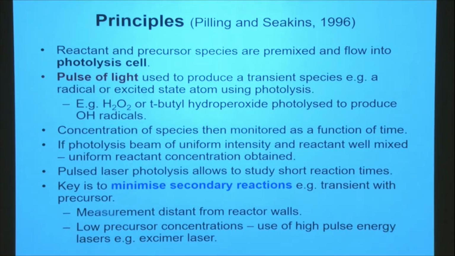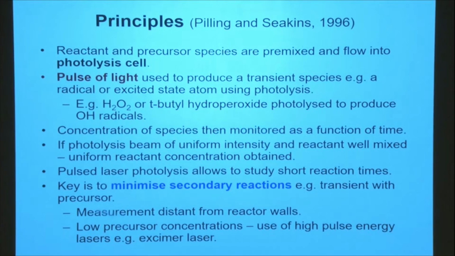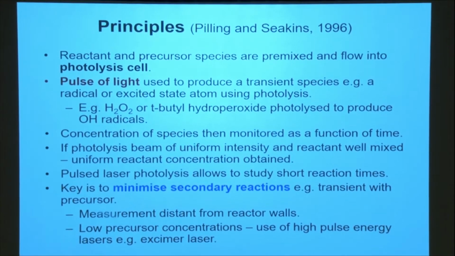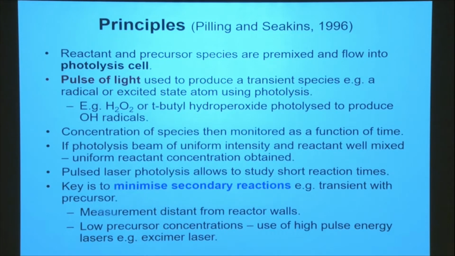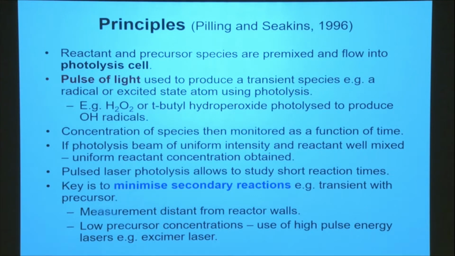So in this technique, we're mixing a reactant and a precursor in a photolysis cell. Usually our precursor is there to provide us with a radical that we want to look at. So we might be looking at the reaction of that radical with a fuel species, for example. Fuel plus OH is a common measurement that we might want to do in these kinds of systems. And so we're using a precursor, something like hydrogen peroxide or butyl hydroperoxide.